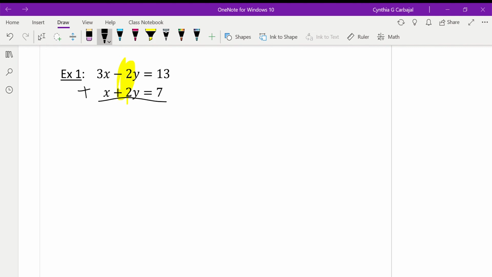So I'm going to add, put a little 1 here. Remember, there's nothing in front of the x. There's a 1. Negative 2 plus 2 is 0. I'm not going to put 0y, just the y's are gone. And then 13 plus 7 is 20.